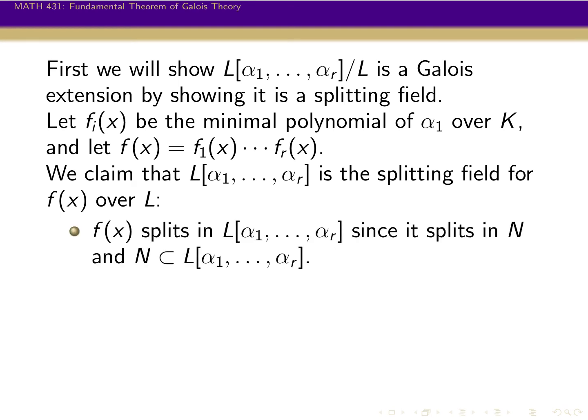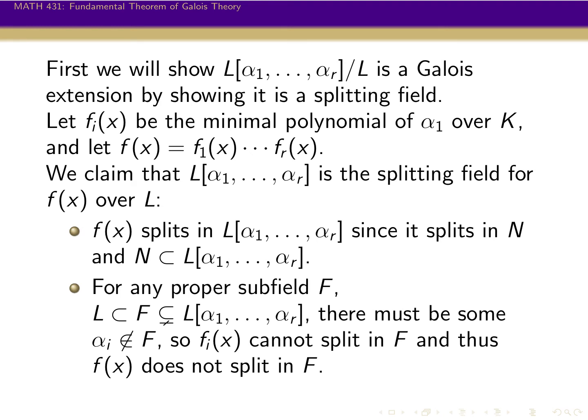Well, so we know that N is a normal extension that contains all of the roots of f of x because they come from the minimal polynomials of the alpha i's over K. And so that means that f of x splits in N. N is a subfield of this L adjoin alpha 1 through alpha r by construction. And so that means that f of x is going to have to split here as well. So this L adjoin alpha 1 through alpha r is a field that it splits in.